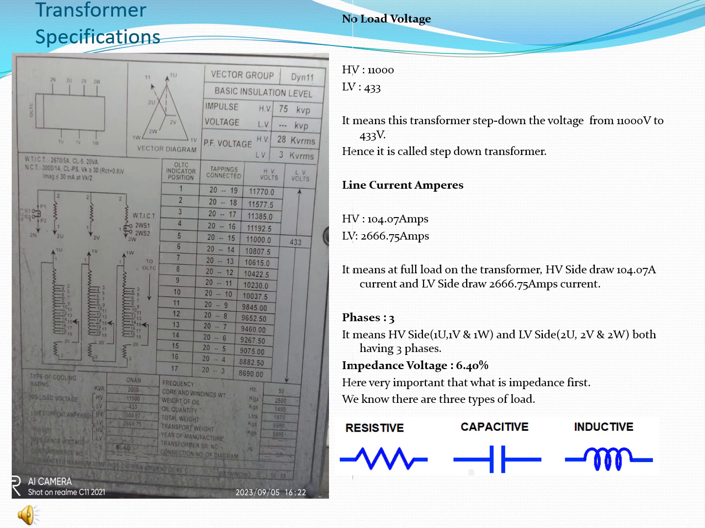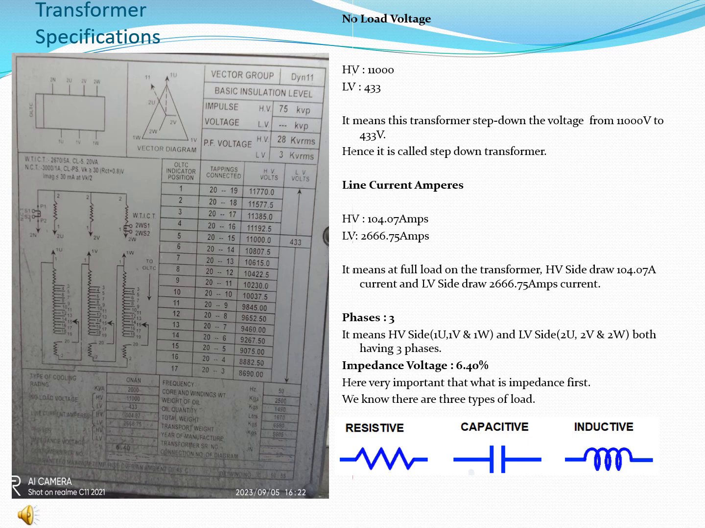And the second one is line current. HV side line current is 104.07 amps and LV side is mentioned as 2666.75 amps. It means that whenever the transformer is at full load, the HV side draws 104 amps and the LV side draws 2666 amps current. And the phases mentioned here are 3.